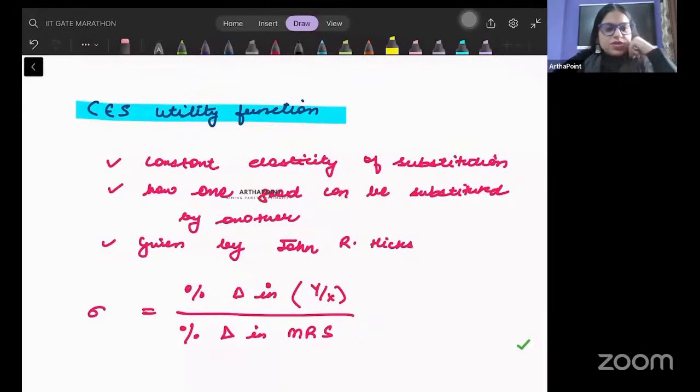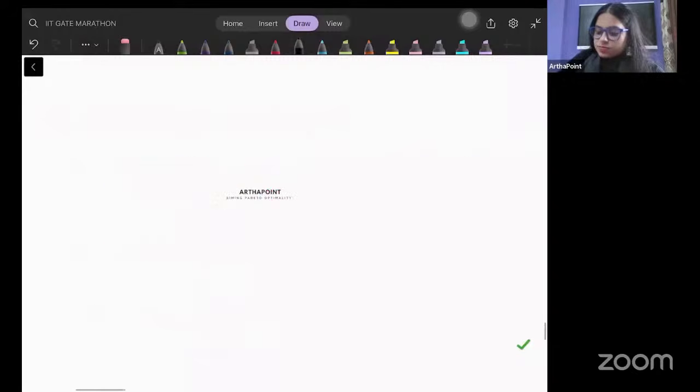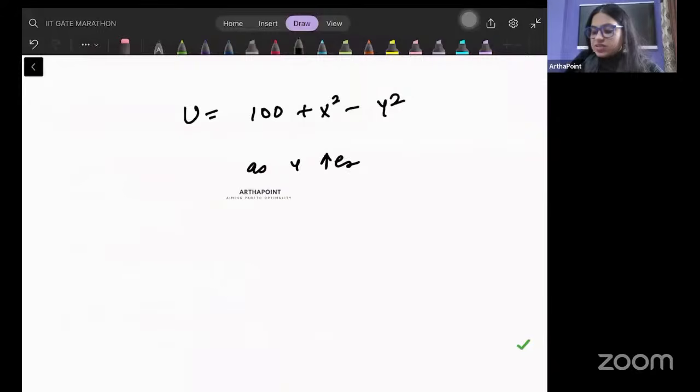What if it was 100 plus x square minus y square? So, beta, if your utility function is 100 plus x square minus y square, we know that as y increases, utility decreases. So, I don't want to consume any unit of good y.